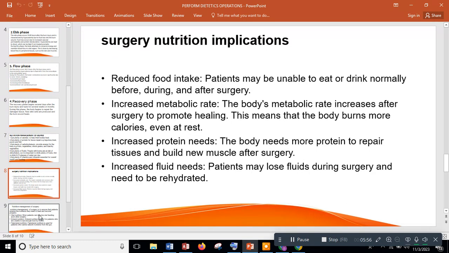Then we have the surgery nutrition implications. The first one, you have reduced food intake. Patient may be unable to eat or drink normally before, during, and after surgery. Then you have increased metabolic rate. The body's metabolic rate increases after surgery to promote healing. This means that the body burns more calories even at rest. Then we also have the increased protein needs. The body needs more protein to repair tissues and build new muscles after surgery. Then we have the increased fluid needs. Patient may lose fluids during surgery and need to be rehydrated.